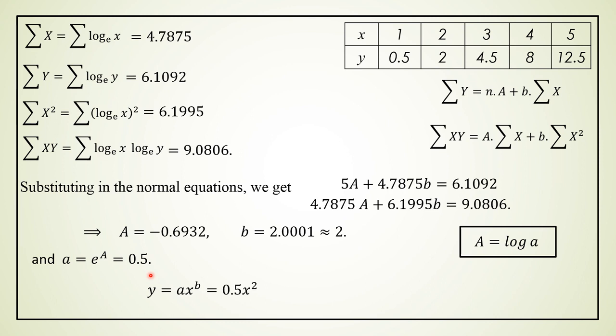Therefore, the best fit for the given set of observations over here is y is equal to 0.5 x square, where the value of a is 0.5. Okay, this is the best fit for the given set of observations. Hope it is clear to you.